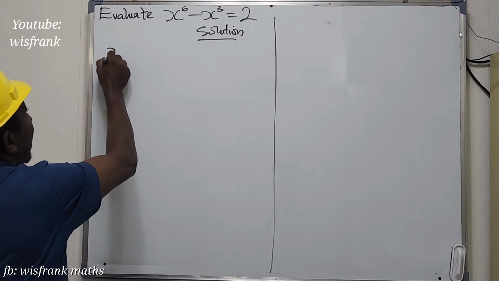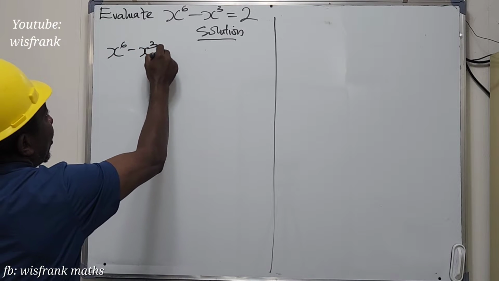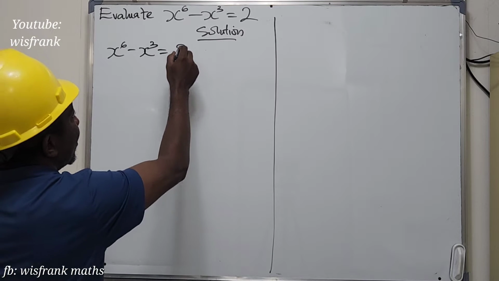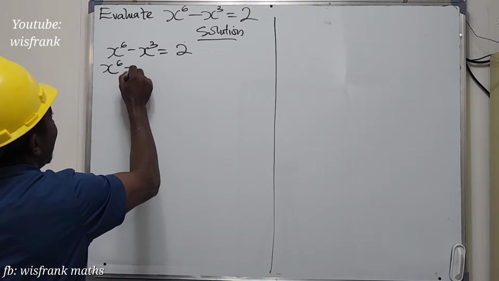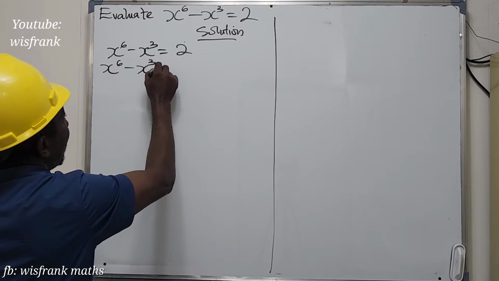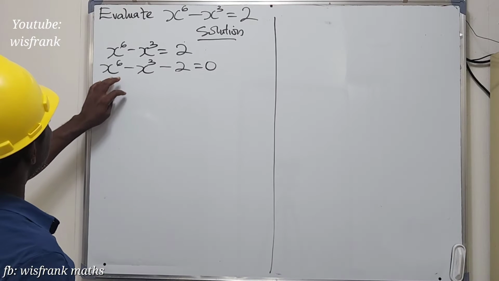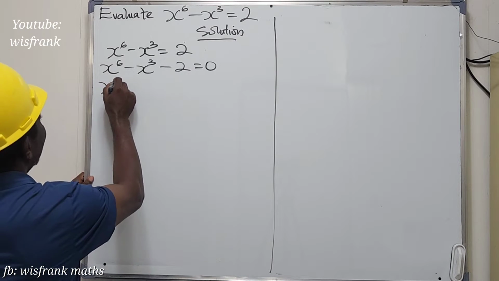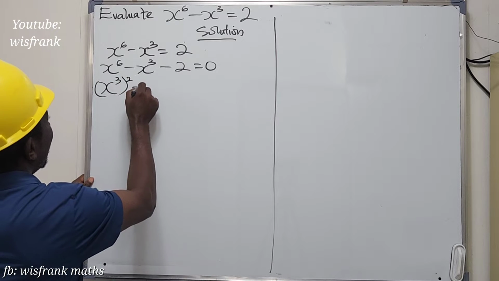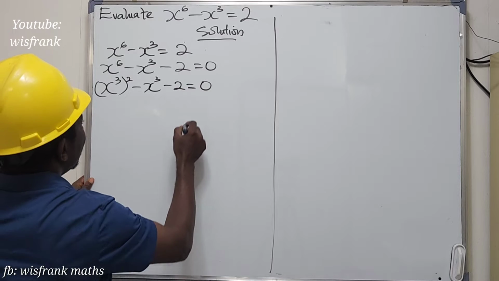We are given x to the power of 6 minus x to the power of 3 equals 2. So here we can transpose 2 to the other side. We have x to the power of 6 minus x to the power of 3 minus 2 equals 0. So here this can be simplified further as (x to the power of 3) all to the power of 2 minus x to the power of 3 minus 2 equals 0.